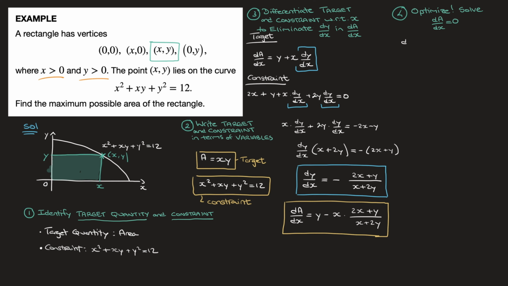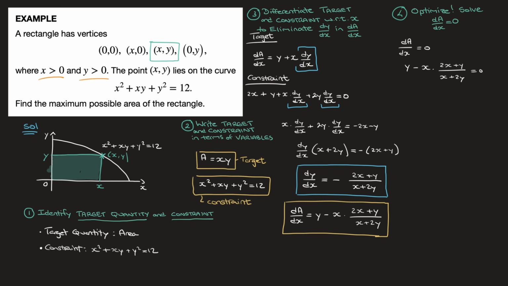And so to look for the maximum area, we need to solve dA/dx equals 0, which becomes y minus x times (2x plus y) over (x plus 2y) equals 0. And looking at this equation, hopefully it's clear that there are two unknowns here. Consequently, we can't really solve this directly. Instead, our goal here is to rearrange this to make either x or y the subject. And it doesn't matter which of the two you do, but here I'll go ahead and rearrange this so that we have y written in terms of x.